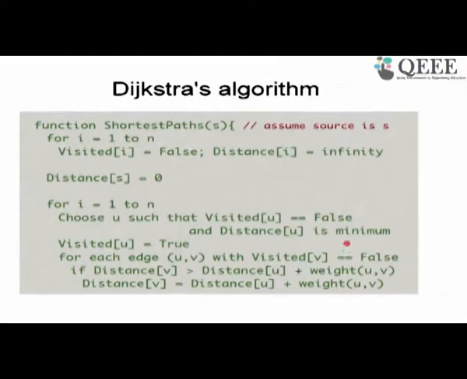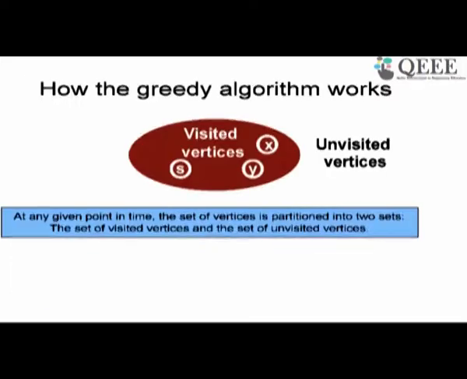This algorithm was invented in the 1950s by Dijkstra, one of the most famous computer scientists, and that is why it is also called Dijkstra's algorithm. So what is it doing? It is doing a very simple thing. At any given point in time, Dijkstra's algorithm is dividing the set of nodes into two sets: the visited nodes and the unvisited nodes. Visited nodes are nodes that you do not want to visit again, which means that you have already found the shortest path to those nodes. Unvisited nodes you are not sure about, that is why you have kept them as unvisited.